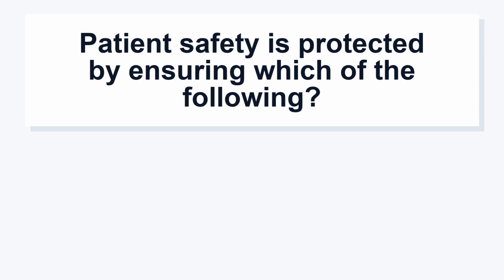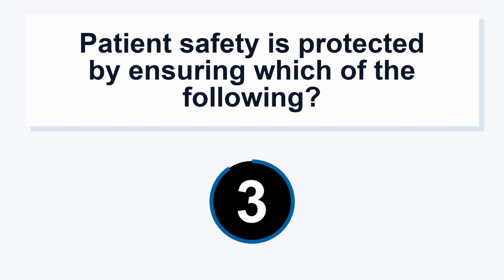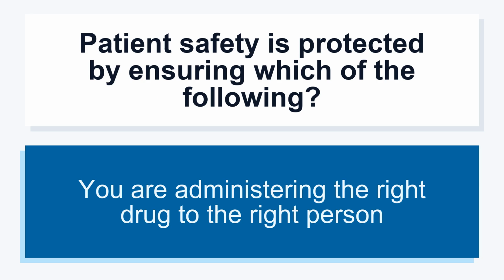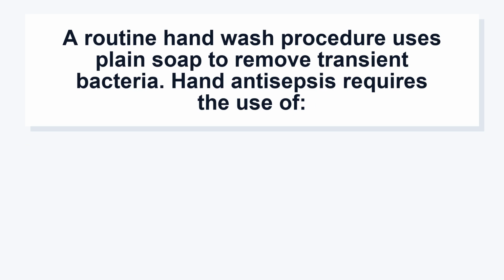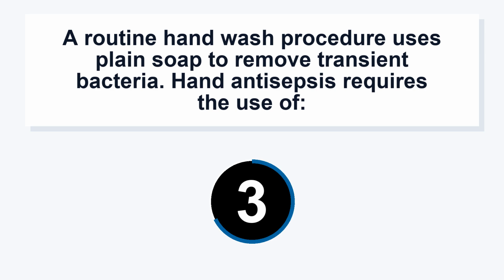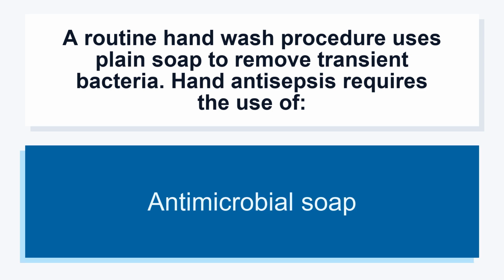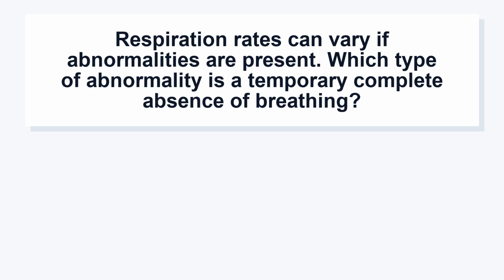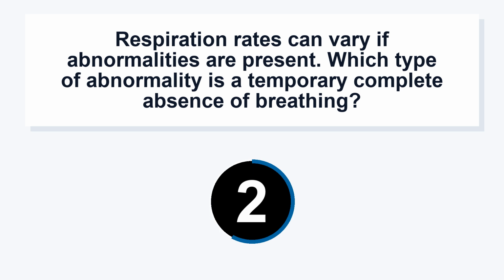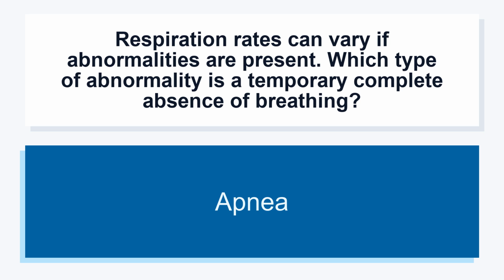Patient safety is protected by ensuring which of the following? You are administering the right drug to the right person. A routine hand wash procedure uses plain soap to remove transient bacteria. Hand antisepsis requires the use of antimicrobial soap. Respiration rates can vary if abnormalities are present. Which type of abnormality is a temporary complete absence of breathing? Apnea.